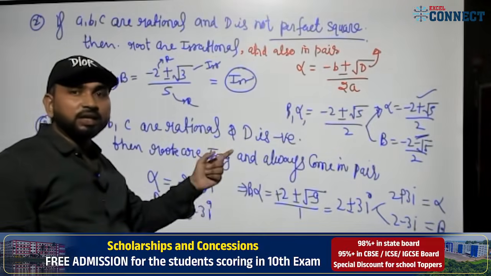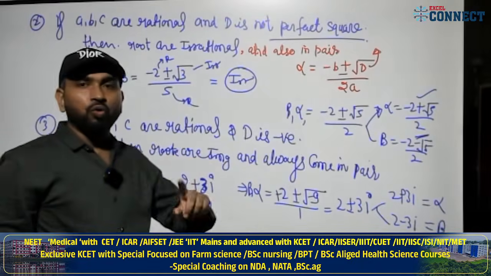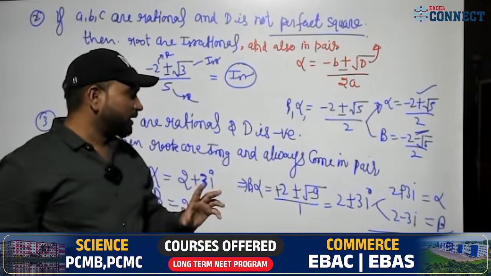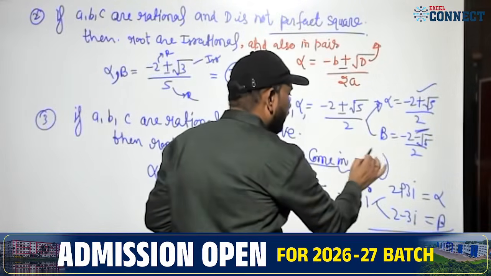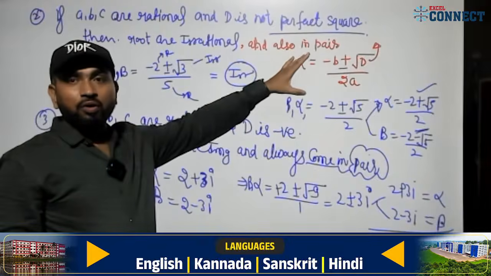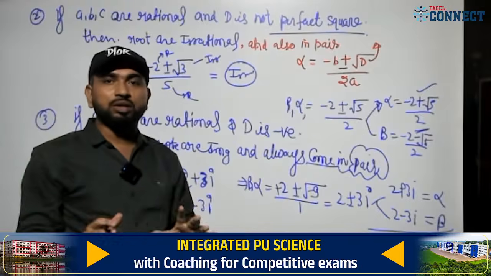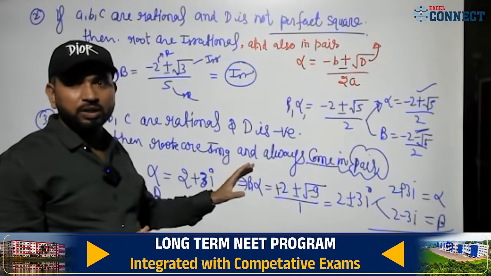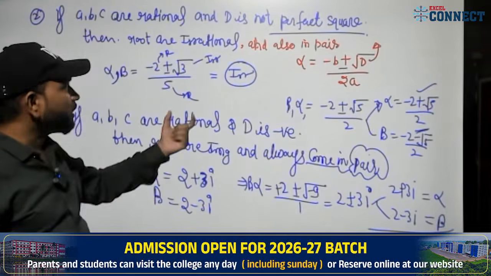So actually in this case, if D is negative, roots are imaginary, yes, but they will always come in pairs. They are a couple actually. In this case and in this case also, they do not go alone without each other. Based on this concept, many JEE questions, good questions, are asked. Yes, it is visible now. Okay, so this point is clear.